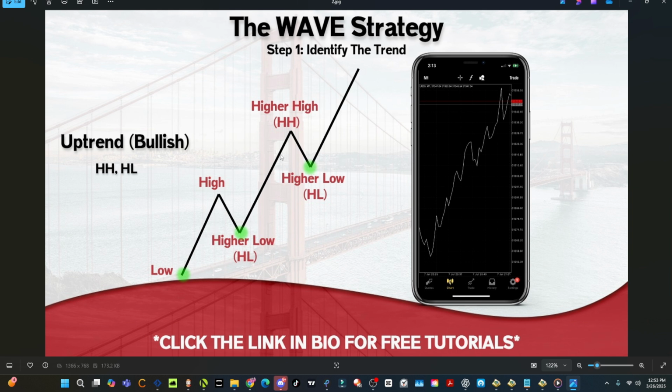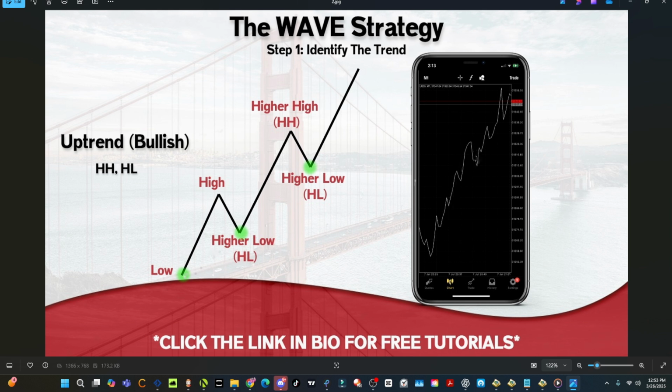This is what the market looks like when it's going up. It doesn't matter what market you're looking at. I guarantee you, if that market is going up, it is making this pattern on one of those time frames. All right, now if you look to the right, you'll see a screenshot of exactly what I'm talking about.